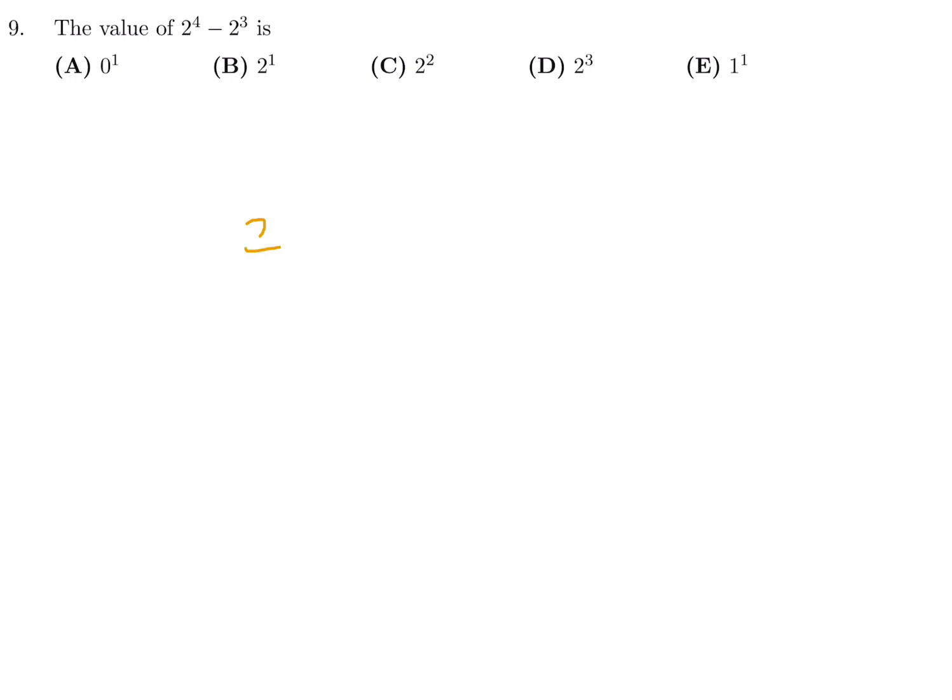The value of 2 to the power of 4 minus 2 to the power of 3. Well, 2 to the power of 4 is 16, and 2 to the power of 3 is 8. So 16 minus 8 is 8, and they've given us powers of 2 or whatever. So we just have to put it in one of those forms, and that's just 2 to the power of 3. So number 9 is D.